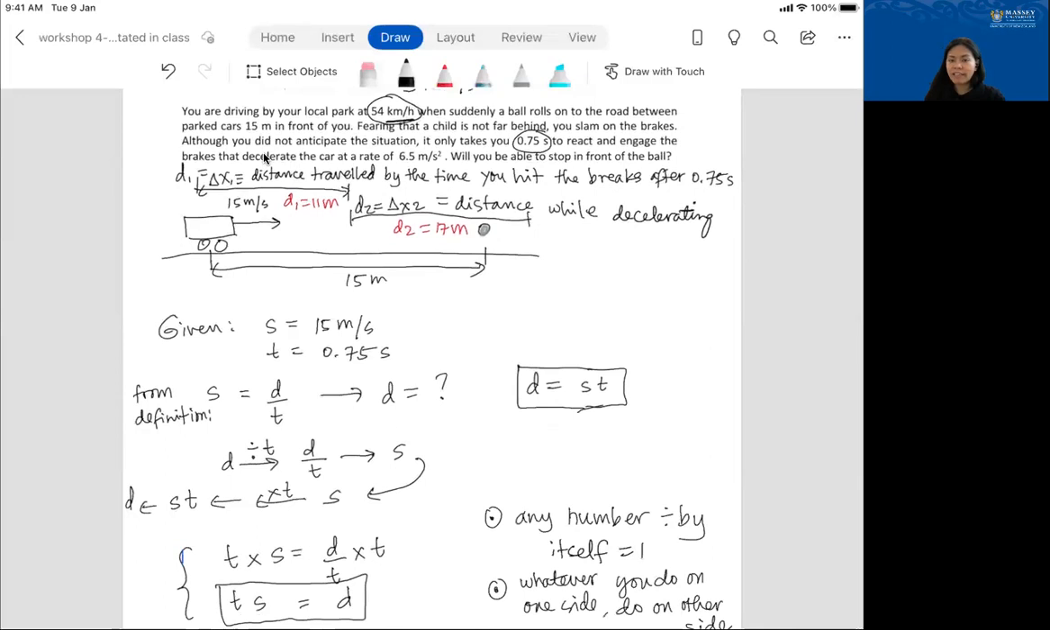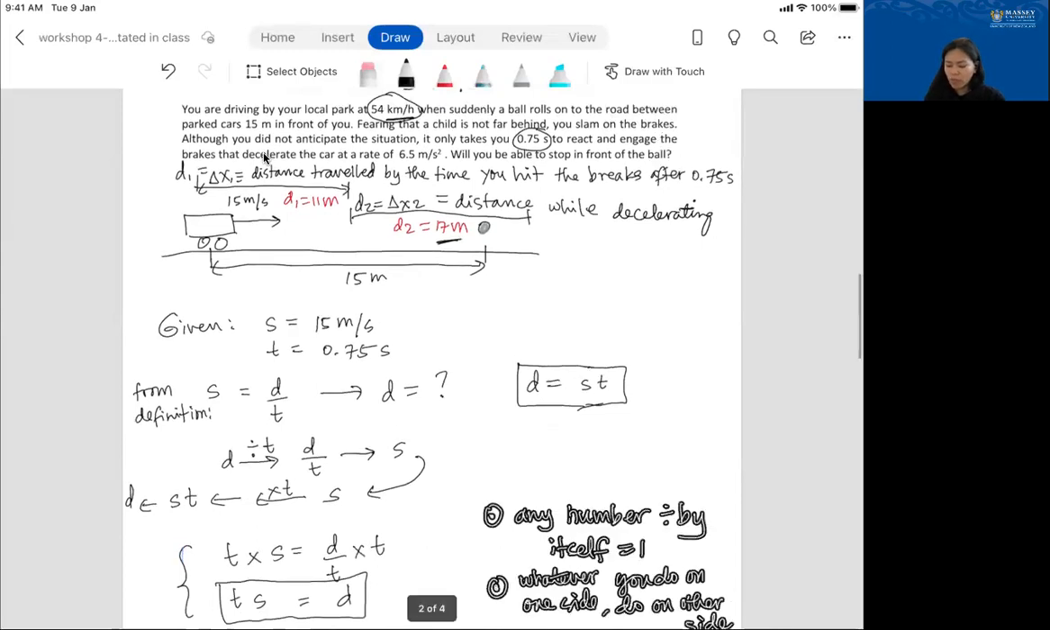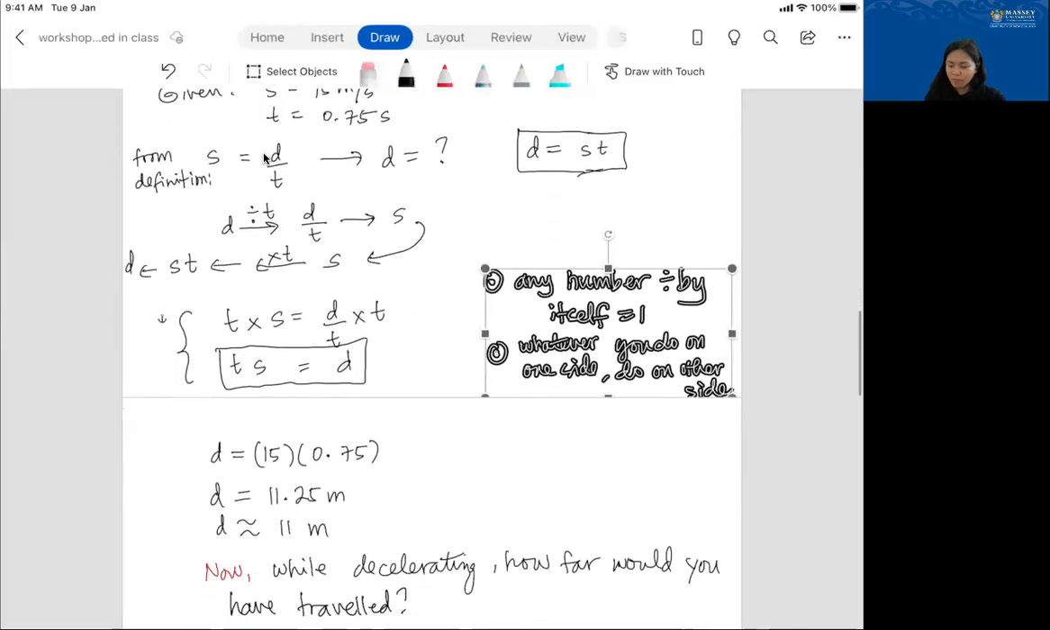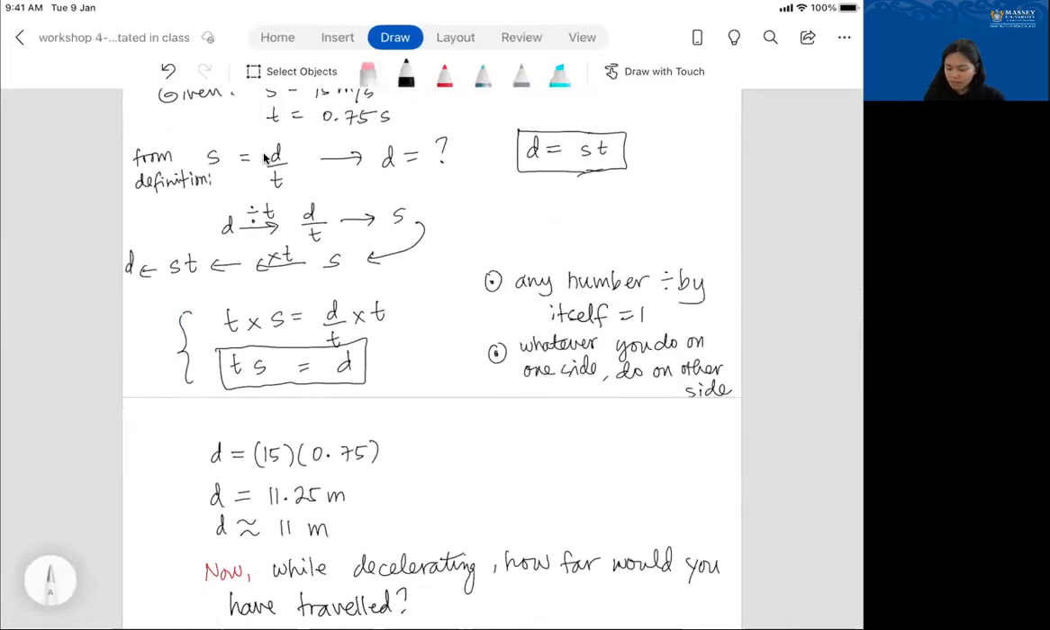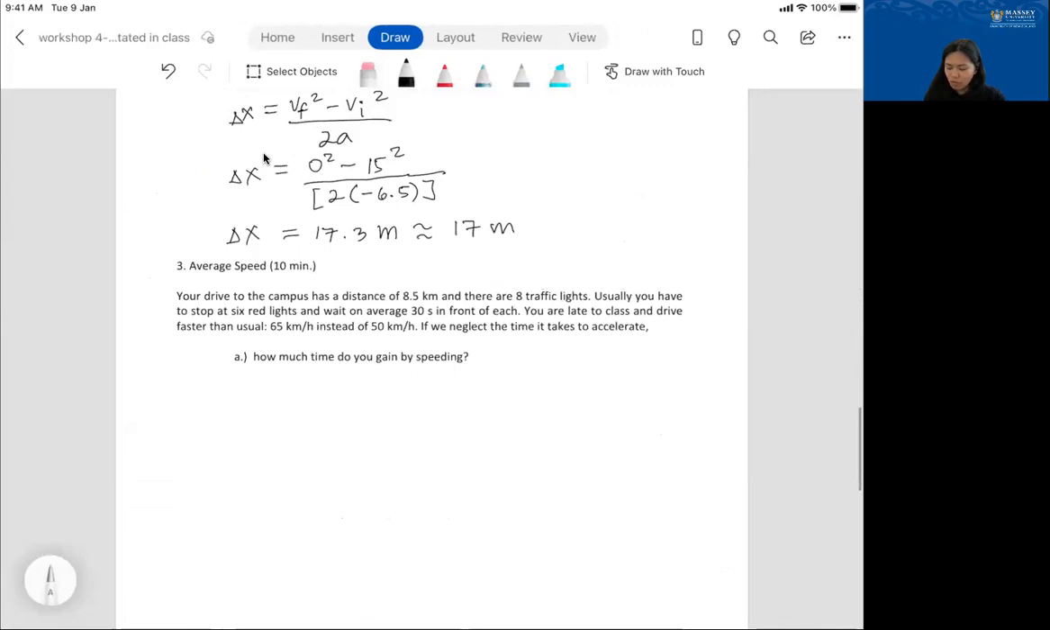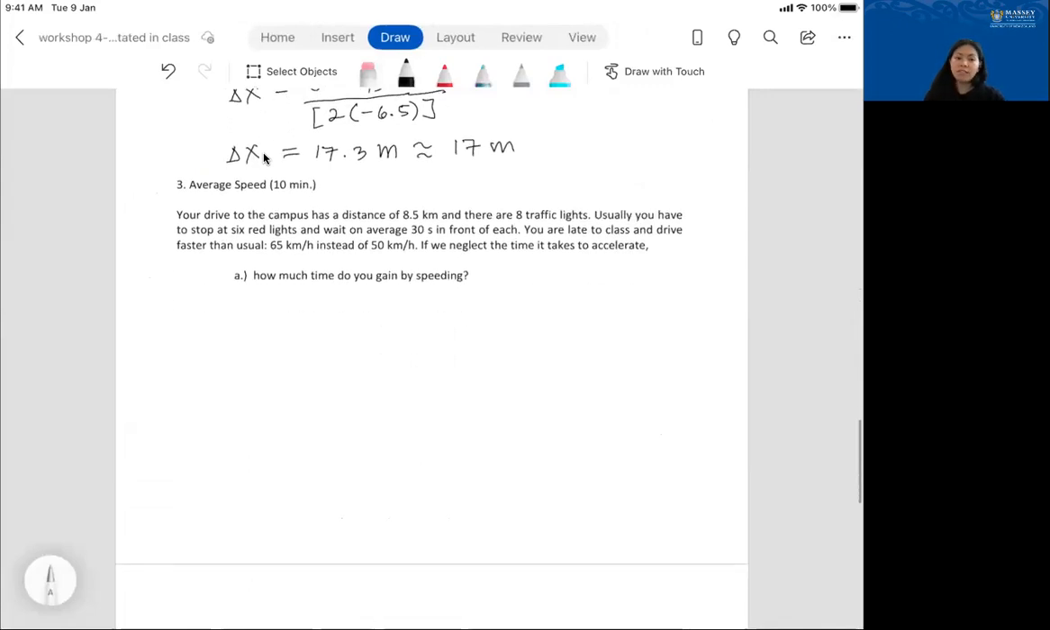Right, and it seems like even if you had zero reaction time, the time it takes you to decelerate to 0 meters per second, you would have traveled still 17 meters. It's still farther than where the ball is. So yeah, you would have hit the ball as well, even if you had zero reaction time.